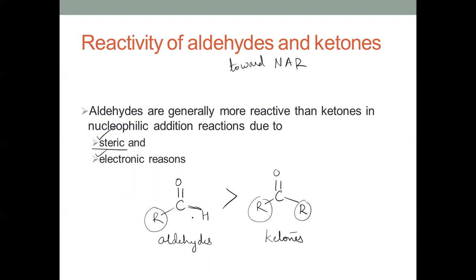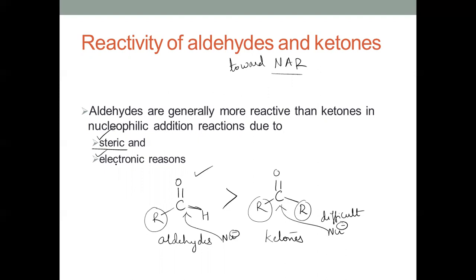So for the nucleophilic addition reaction to occur, what are we discussing? Nu minus, that is a nucleophile, should attack this carbon atom. So where do you think it is easy for a nucleophile to attack this carbon atom? Definitely the aldehydes, because there is less steric hindrance here, only one R group, but here there are two R groups. So there is a difficulty. It is slightly difficult for the nucleophile to come and attack this carbon atom because of the crowded steric hindrance here.